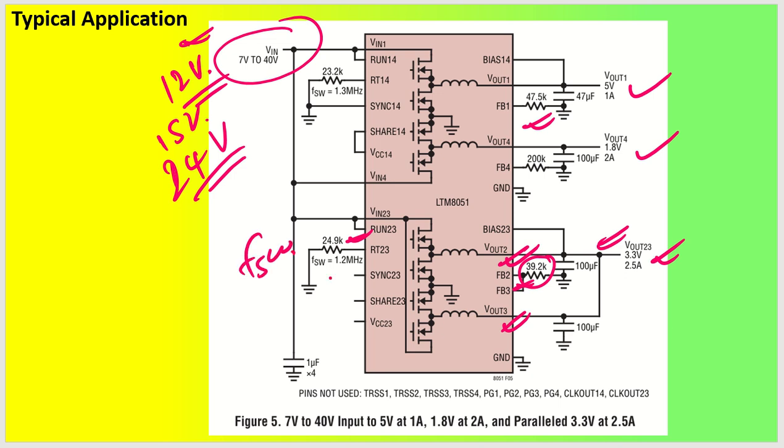Coming back to frequency setting, FSW setting must be like there. They have set it to 1.2 megahertz, which is going to give you an RT value of 24.9 kilo ohms. And if you want, you can set the switching frequency for different channels to different values. But I'll suggest you keep both of them at a single frequency. It will be easier for design. Otherwise you can go ahead with setting different switching frequencies for different pairs of channels.